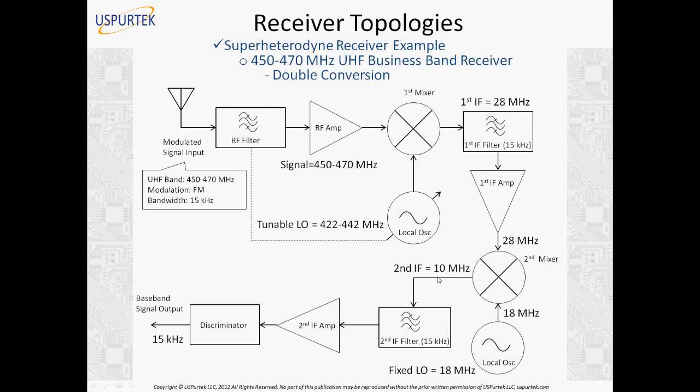So it makes it more selective. The benefit we get from multiple IF stages is we improve the selectivity of the receiver. We become more selective. And again, we have to be careful how we select the IF frequency.